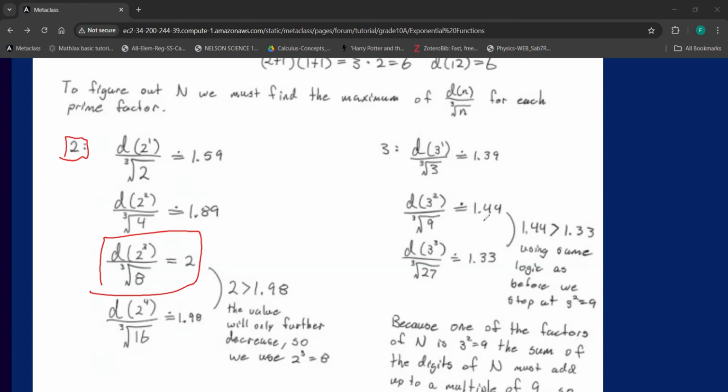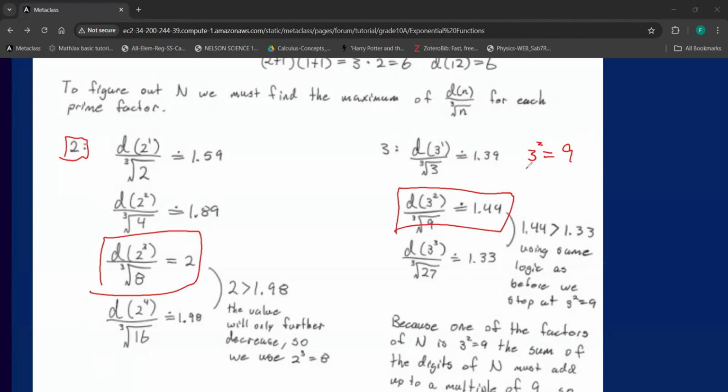As you can see, it starts decreasing. From 1.39, it increases to 1.44, and 1.44 decreases to 1.33. That means from then on, this value can only decrease. So we're going to use 3 squared. Now, what is 3 squared equal to? Well, 3 squared is equal to 9.